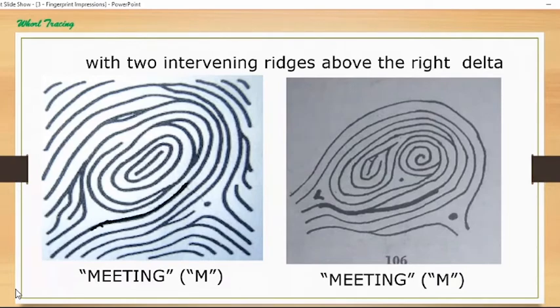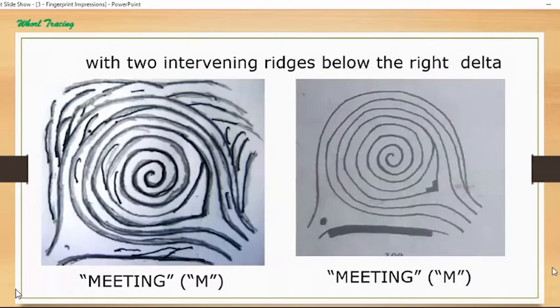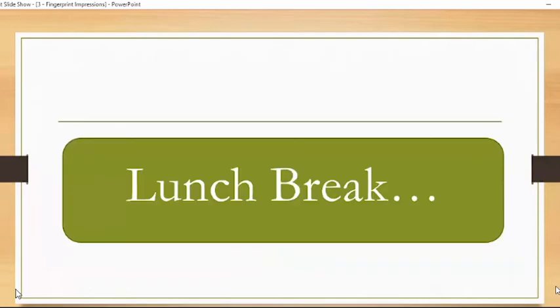Liwanag. Yan. Like this, diba? So ito yung left delta, right delta, tracing mo. Then there are 2 intervening ridges, above or below the right delta. So that is meeting. Ito kagaya din ito. Diba? Ito yung tracing ridge, ito yung right delta. There are 2 intervening ridges below the right delta. So that is meeting because there are 2 intervening ridges.